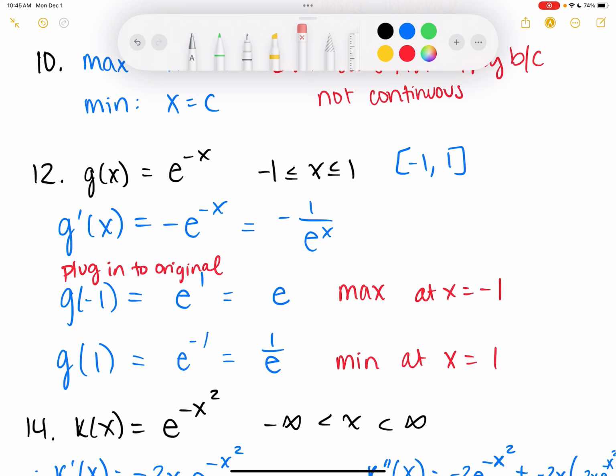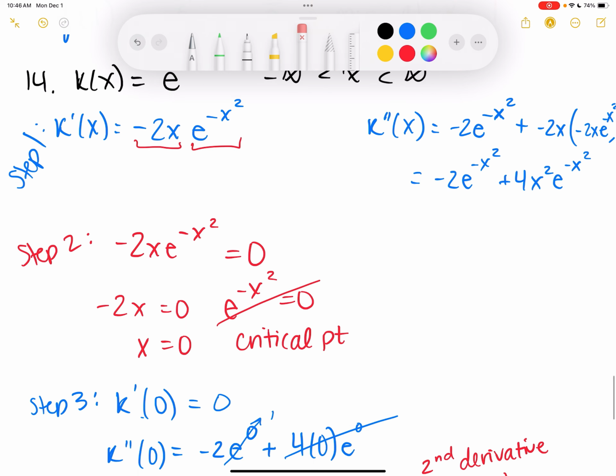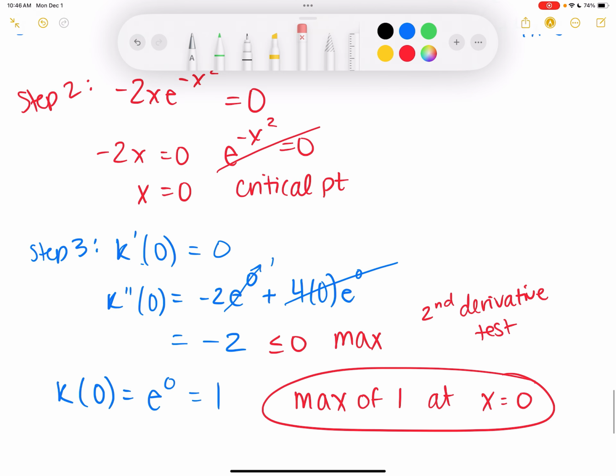I have no idea, like, why we did any of that. Where, on this problem? Yeah, on 14. Oh, 14. Which part? So, why did we get the second derivative of k?